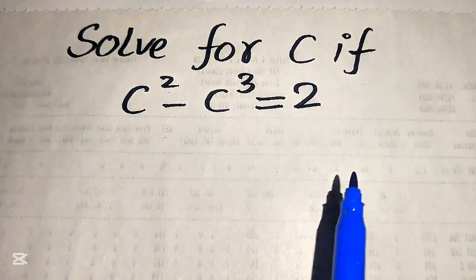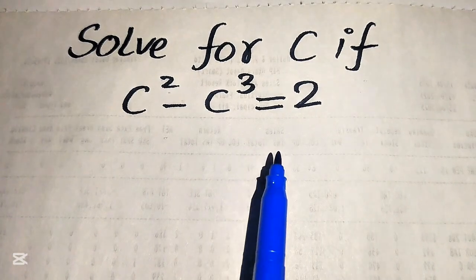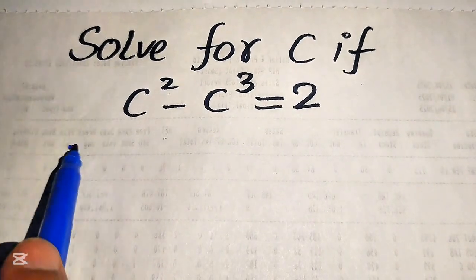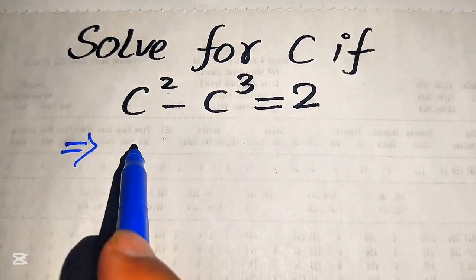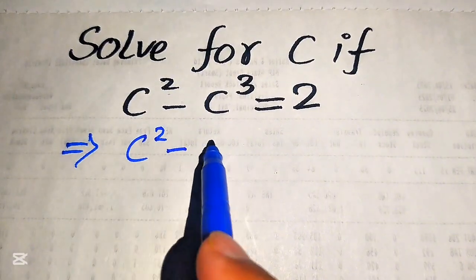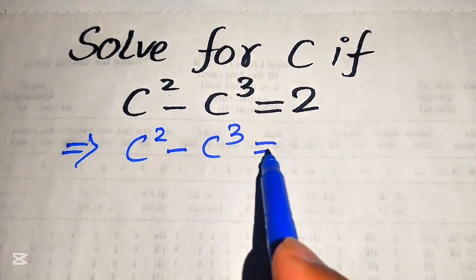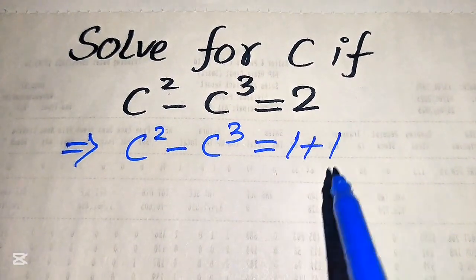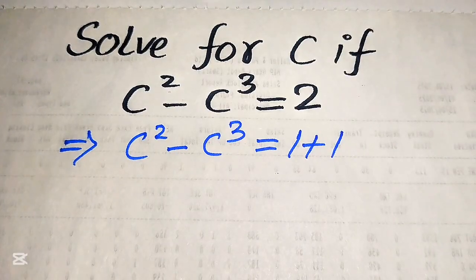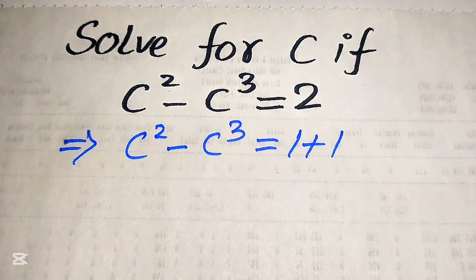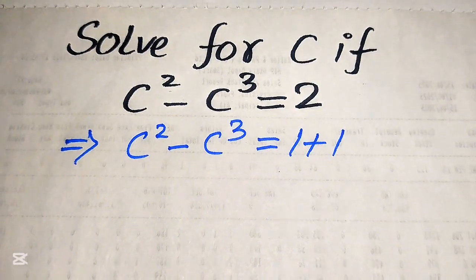So for this, first we need to focus on the right hand side, and we can just break the right hand side in this form. This is c square minus c cubed equals to 1 plus 1. So here I have one thing more in my mind. If you have any other method in your mind, so please don't hesitate to write this method into the comment section.